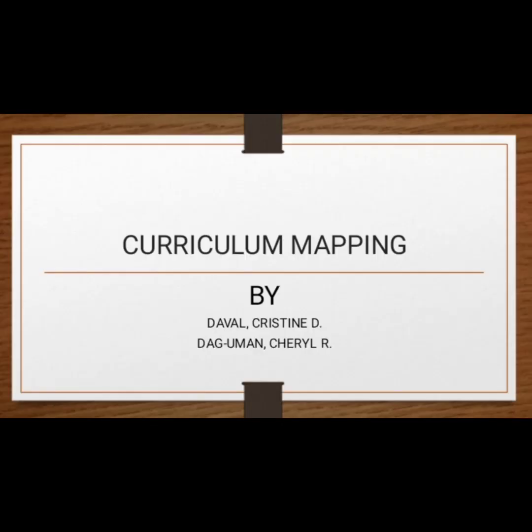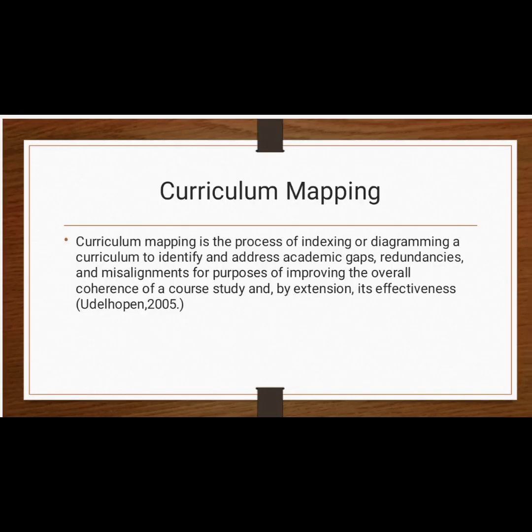We are going to report in Chapter 2, Lesson 4 about curriculum mapping. So, what is curriculum mapping? Curriculum mapping is the process of indexing or diagramming a curriculum to identify and address academic gaps, redundancies, and misalignments for purposes of improving the overall coherence of a course study and by extension its effectiveness.